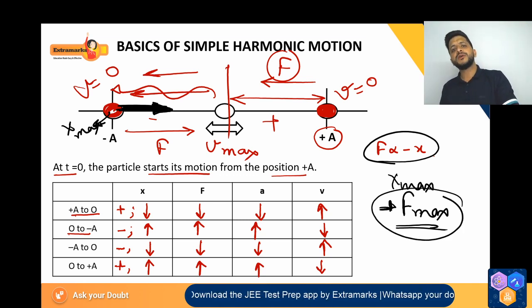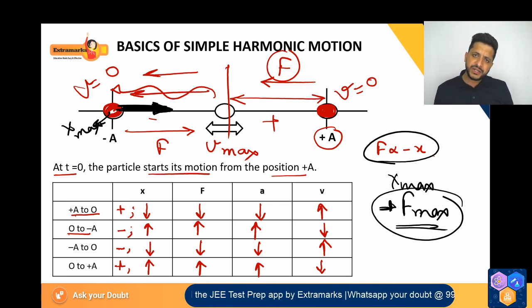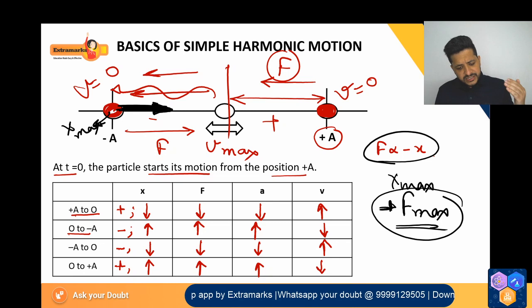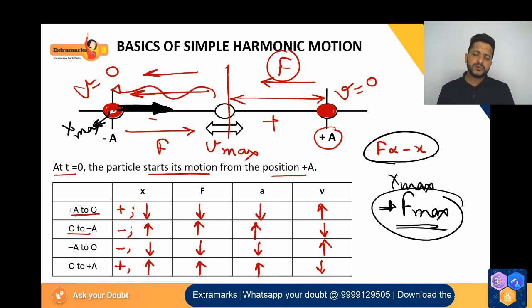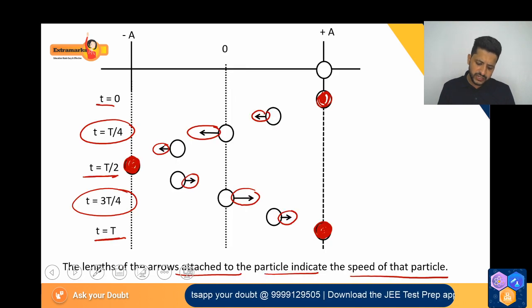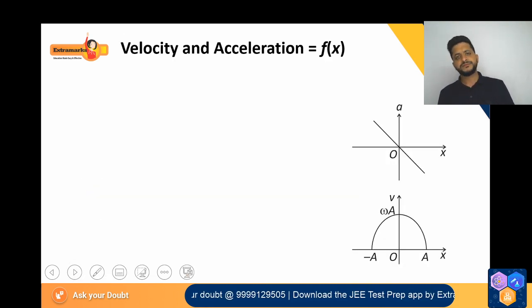So this force tends to entice this particle to come back to its mean position. That is why the particle is still moving even after its velocity becomes equal to how much? 0 at the extreme position, because of the influence of the maximum value of force at the extreme position. Right?